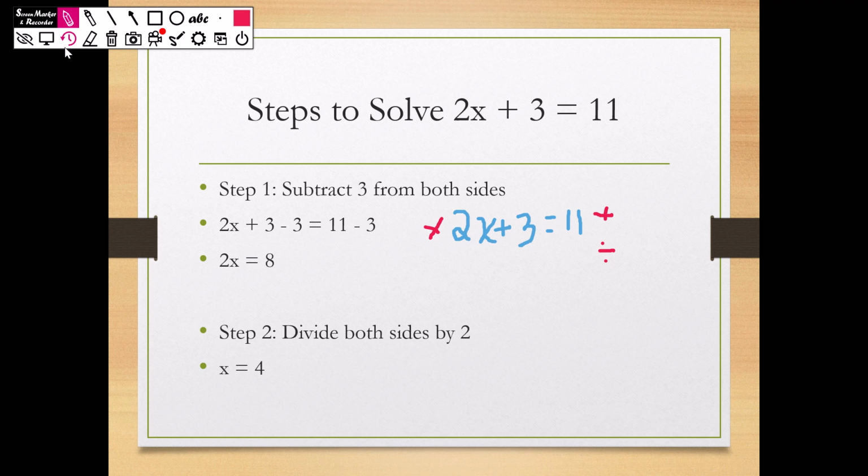So here we want to get rid of the 3 next to 2x, right? We want to get rid of this number. So what should we do? We can add minus 3 on both sides of the equation, right? We can add minus 3 to both sides of the equation. So adding minus 3 here and adding minus 3 here also.